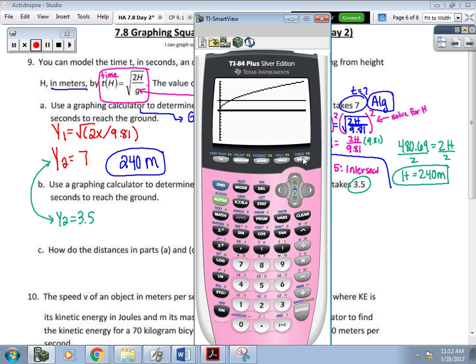So again, looking for that intersection, we'll press second, trace, and option 5. First curve, just hit enter. Second curve, see how it moves automatically to the other curve. Just hit enter, and then do your guess. You do want to get as close as possible. And we should get 60.08625, so let's just say 60.